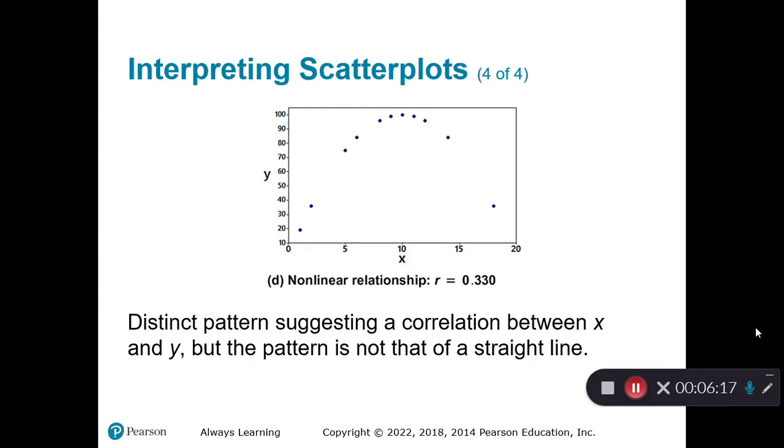So we need to be careful with our language. Just because we do not have evidence of linear correlation doesn't necessarily mean that there's no correlation whatsoever. Remember, correlation on its own means relationship, and clearly in this example there is a relationship between x and y. It just happens to not be linear.